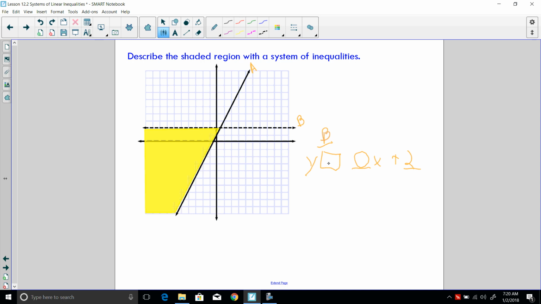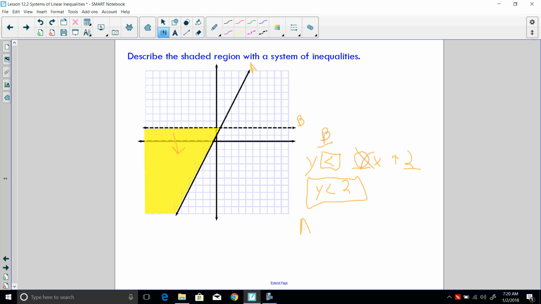And now we have to decide what my inequality symbol is going to be. Well, it's a dashed line, so I'm not going to have a line underneath my inequality symbol. And we have shaded below, so that means it's going to be less than. And I can simplify this just by saying that y is now less than 2 because 0 times x goes away. So that's one of them.